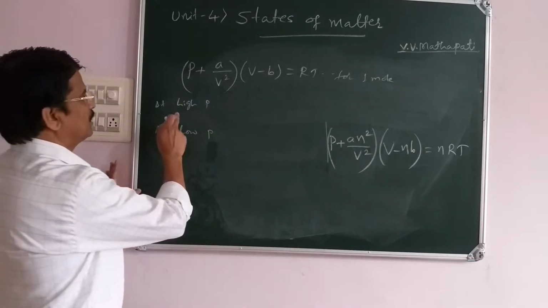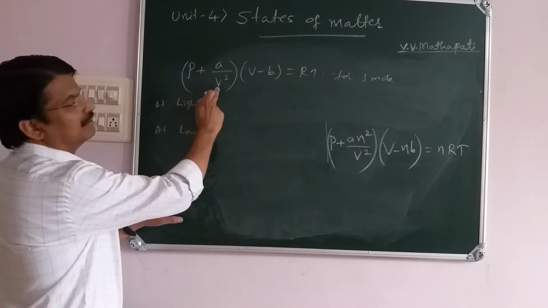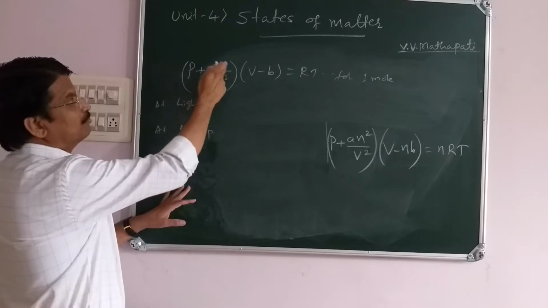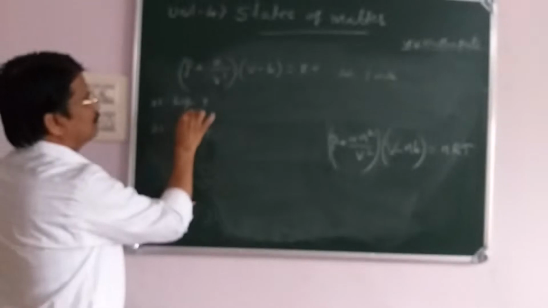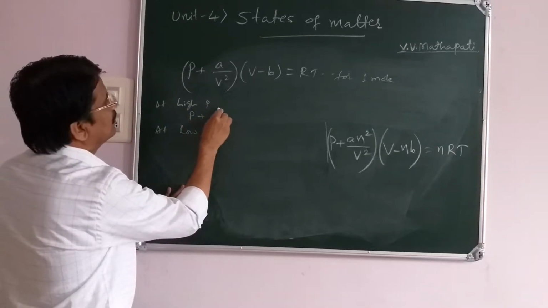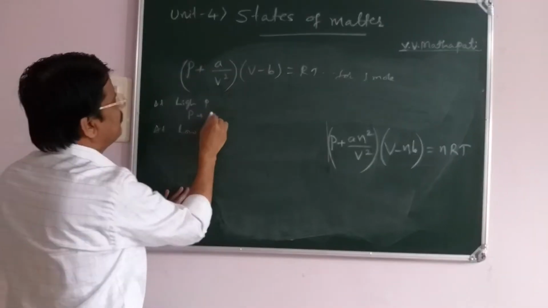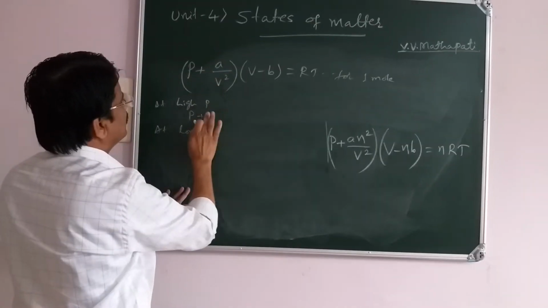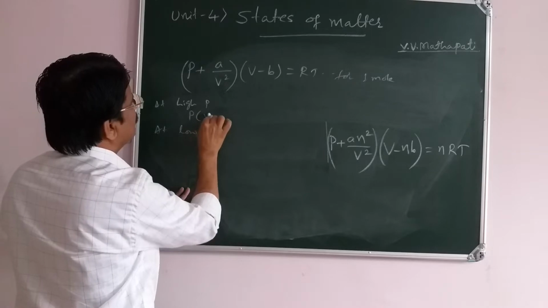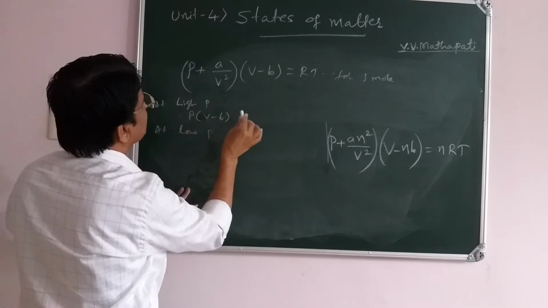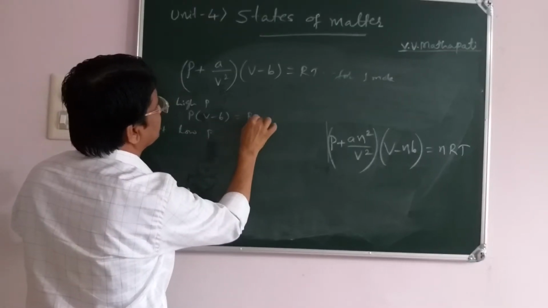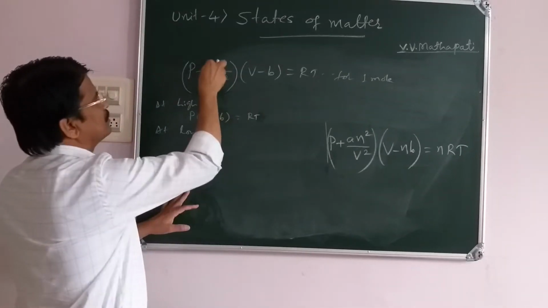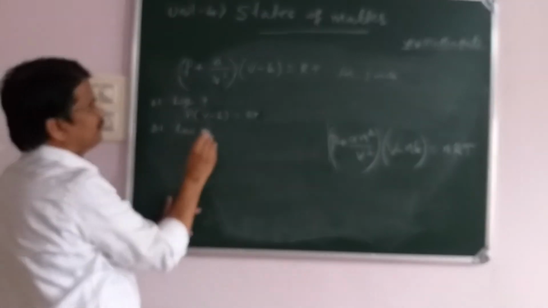At high pressure, what happens? At high pressure, V can be neglected, this one compared to this one. Therefore, (P + a/V²)(V − b) equal to RT. This term is neglected if pressure is high.